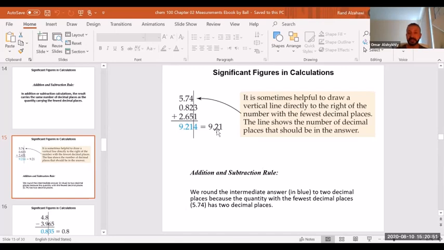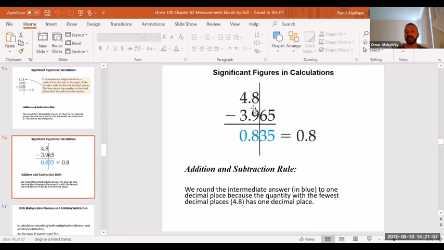Don't tell me it is 3 significant figures here and 3 significant, 4 significant, and my answer will be 3 significant. Sometimes it works, but not always, guys. The rule is with the decimal places. Look here. I have 1 decimal place, 3 decimal places. My answer should have only 1 decimal place. So be careful between the calculation of division or multiplication and addition and subtraction.